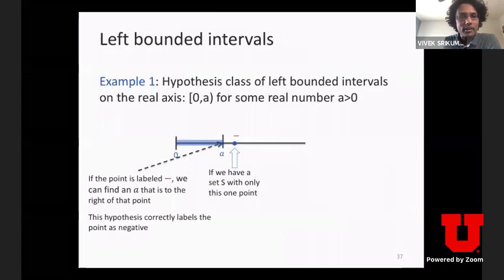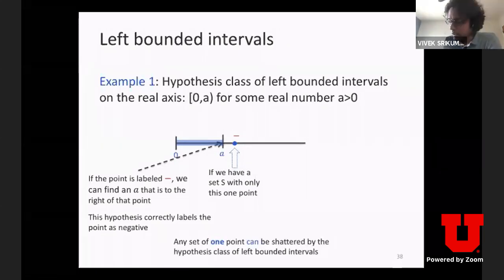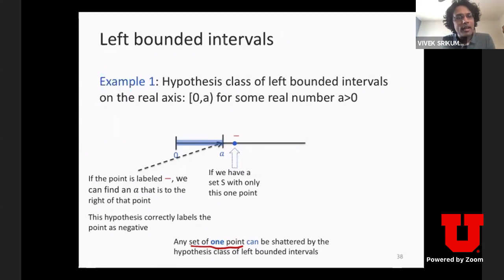Instead, if the point was labeled negative, you can still find A that labels the point as negative, because all you do is put A to be less than that point. So irrespective of whether the point is labeled as positive or negative, we can find a classifier that perfectly assigns the label. A slightly more formal way of saying this is that a set of 1 point, or any set with 1 point, can be shattered with the hypothesis class of left bounded intervals.